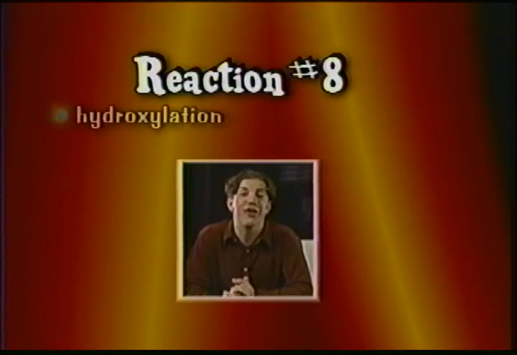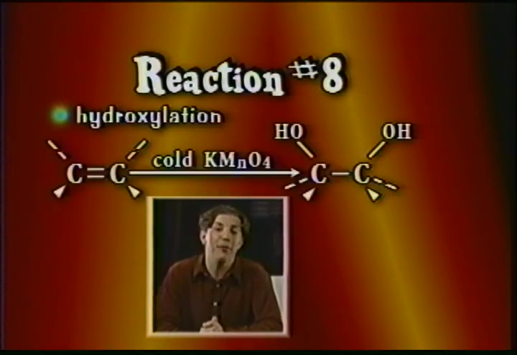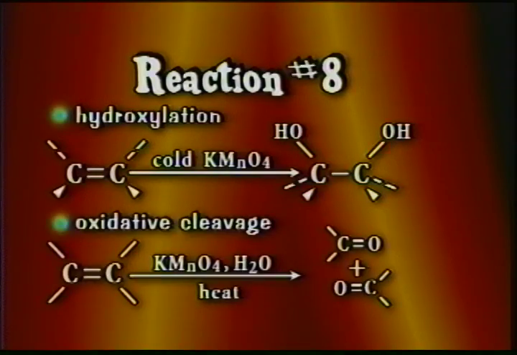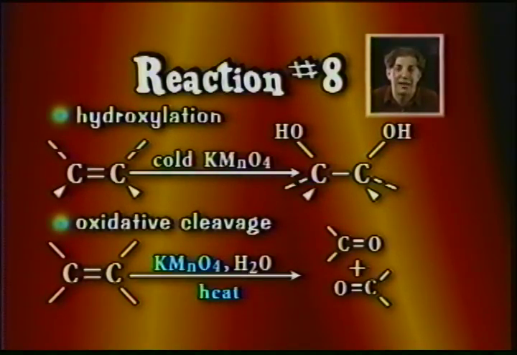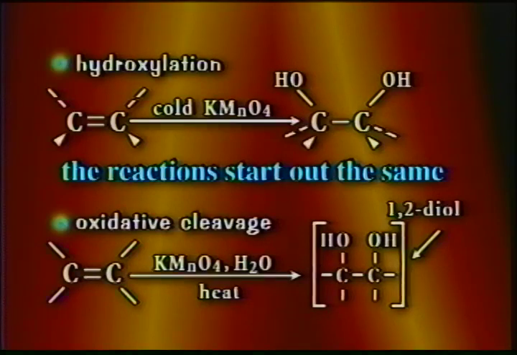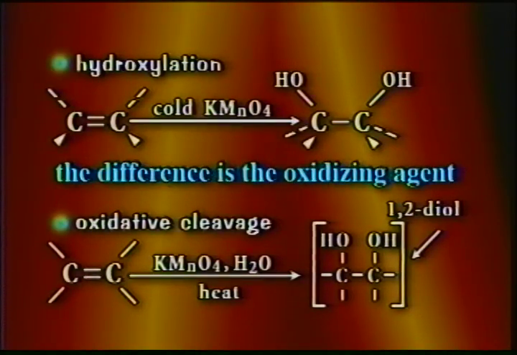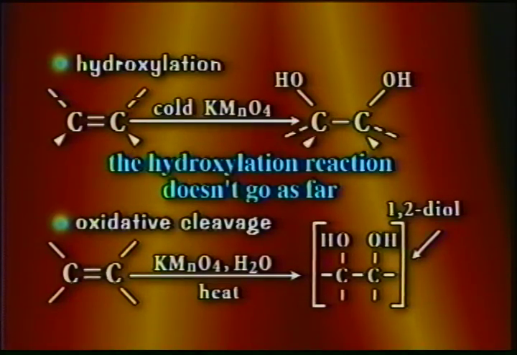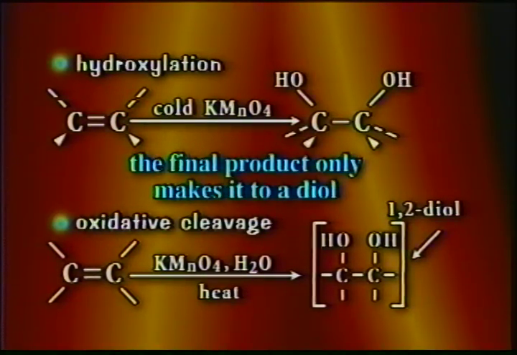Reaction number 8 was the hydroxylation reaction. In that reaction, we used cold potassium permanganate to oxidize an alkene into a cis-1,2-diol. And in this reaction, we used hot potassium permanganate to cleave an alkene into two products. In the first step of the reaction, however, we formed a diol. So the reactions start out the same. The only difference is the oxidizing agent. Cold potassium permanganate isn't as strong an oxidizer as hot potassium permanganate, so the hydroxylation reaction doesn't go as far, and the final product only makes it to a diol.